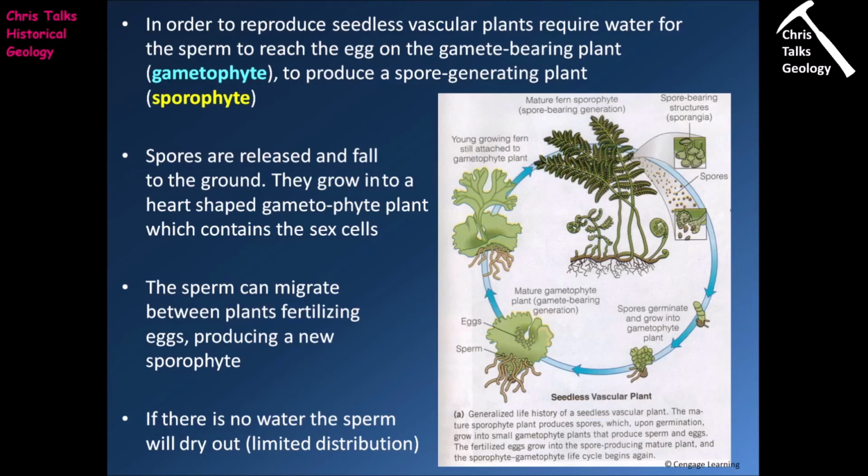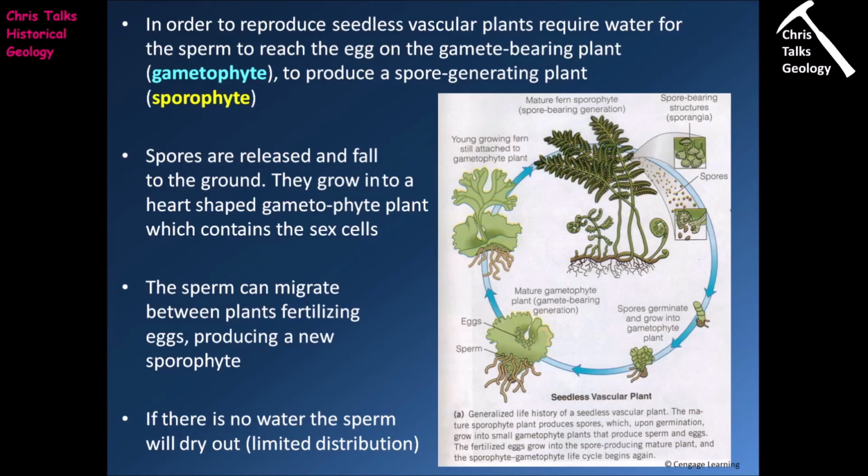So if we look at the diagram over here on the right, we can see it summarises the basic stages of seedless vascular plant reproduction. At the top of the diagram you can see we have what's referred to as the sporophyte. This is the adult plant that's going to be releasing the spores. The spores are going to be released and then they will be blown around by the wind into the surrounding environment. Now hopefully one of those spores will land in a location where it is able to successfully germinate.